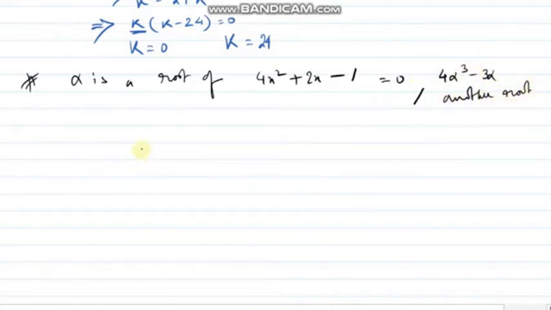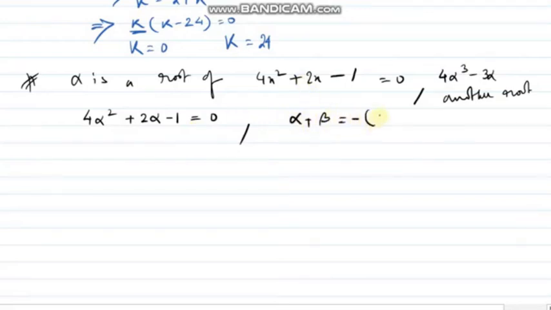How to do it? See, alpha is a root, so can we write 4 alpha square plus 2 alpha minus 1 is equals to 0? That's one thing. And let's assume that another root is beta. So what is alpha plus beta? Alpha plus beta is minus of b divided by a, that is minus half, right? Okay. Now if we have to prove this is another root, so in place of x, if I put this, it will give you equals to 0.